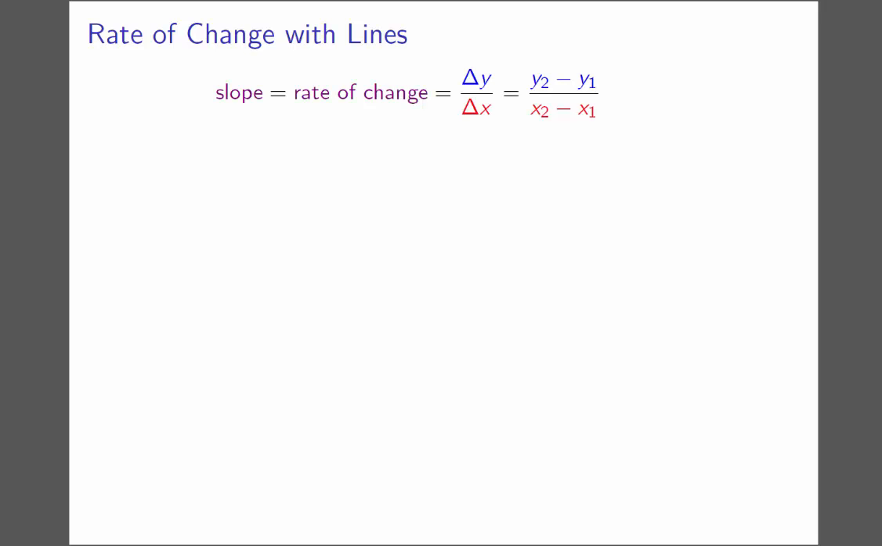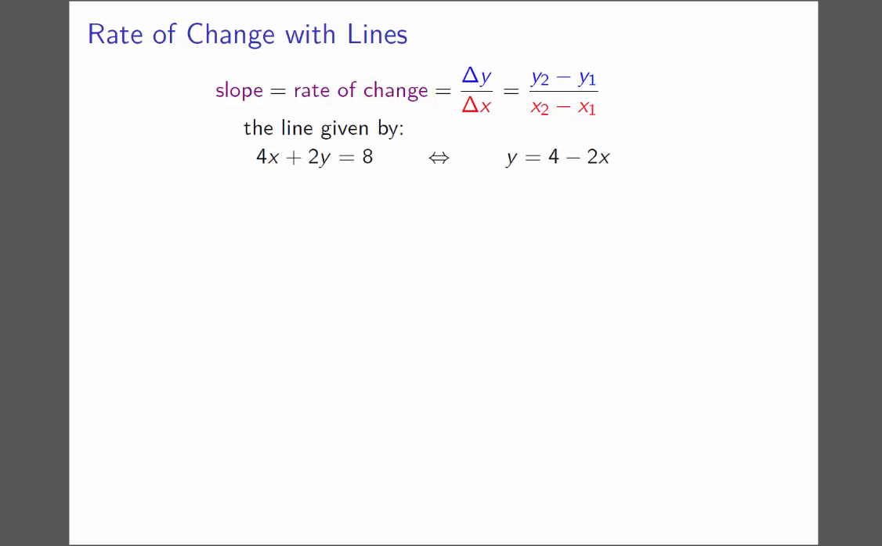Remember, we saw that the slope, or rate of change, can be written as delta y over delta x, which is the change in y over change in x, y2 minus y1 over x2 minus x1. Remember we worked with the line given by the equation 4x plus 2y equals 8, which we wrote in an equivalent way, y equals 4 minus 2x.